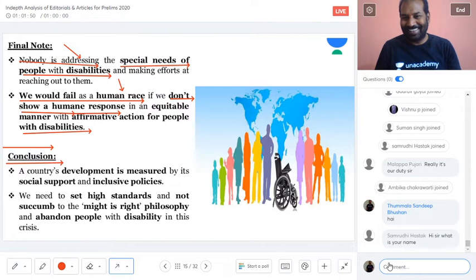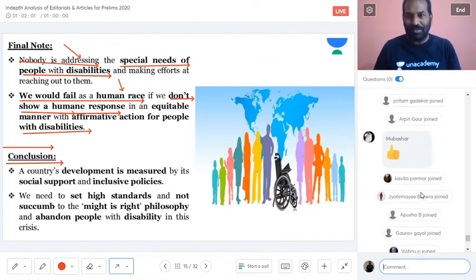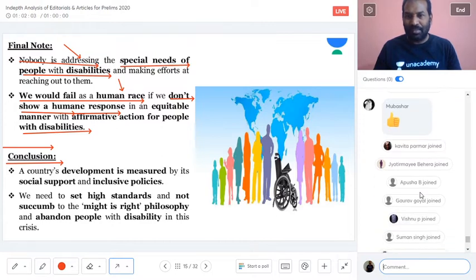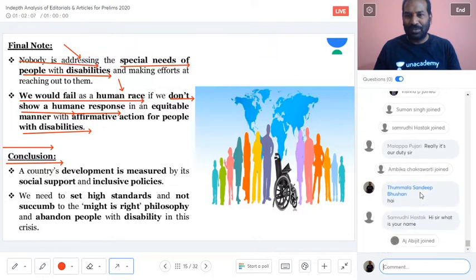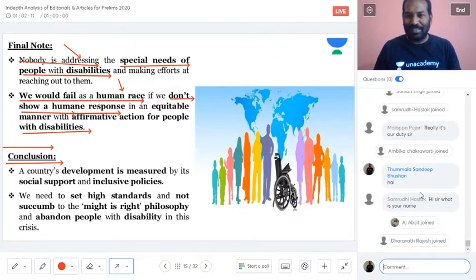Samrud Hastak says, sir, hi sir, what is it? I am Sandeep Bhushan. Malappa Pujari says, really, it's our duty. Yes, it is our duty. Kavita Parma, Jyotirmayi, Apusha, Gaurav, Vishnu, Suman, Ambika, Chakravarti, Abhijit, Dharavad, Rajesh, all everyone a very big hi.